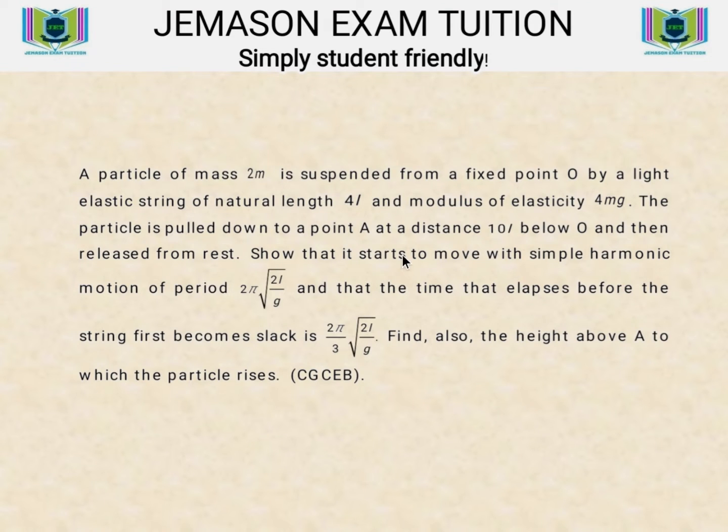Show that it starts to move with simple harmonic motion of period 2π√(2L/g), and that the time that elapses before the string first becomes slack is (2π/3)√(2L/g). Find also the height above A to which the particle rises. This is a question from the Cameroon GCE board for the mathematics paper 3.